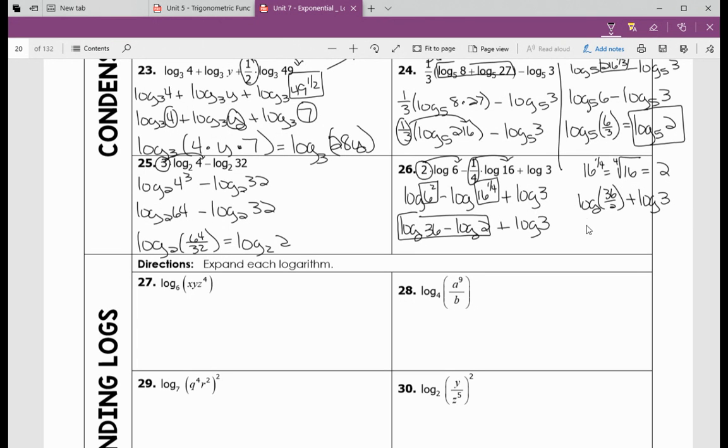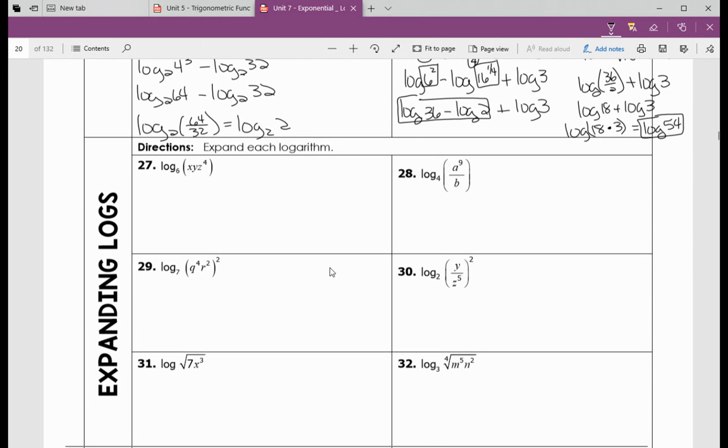And then I divide 36 by 2, I get log 18 plus log 3. And then this becomes multiplication. So log of 18 times 3, and that will give me a final answer of log 54. So that is several condensing. We started off with multiple logarithms and we worked our way down to 1.